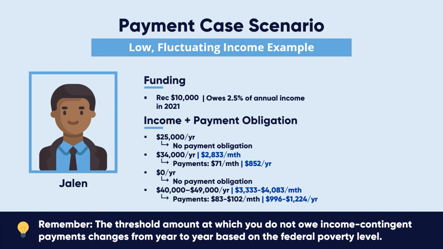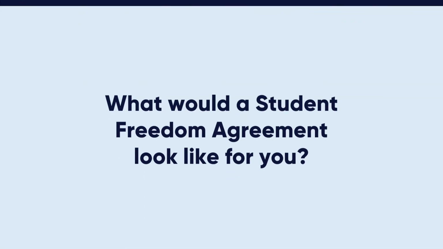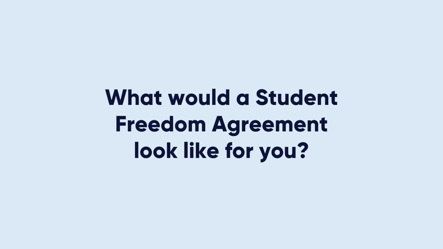In this scenario, Jalen makes 156 payments over the 20 payment years. In total, Jalen pays $13,354. So what will a Student Freedom Agreement look like for you?